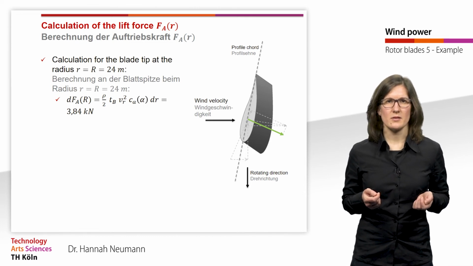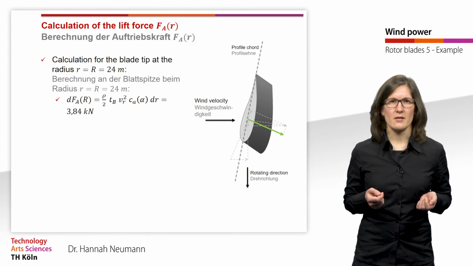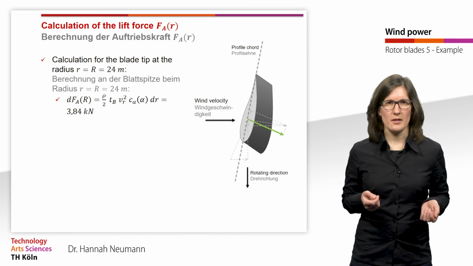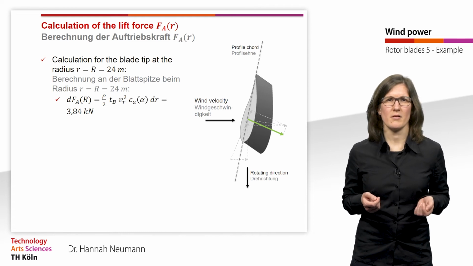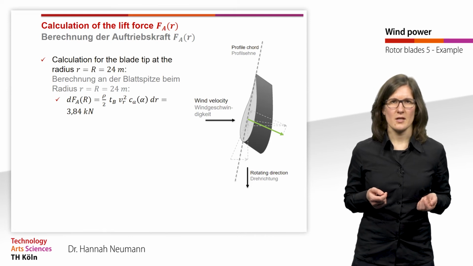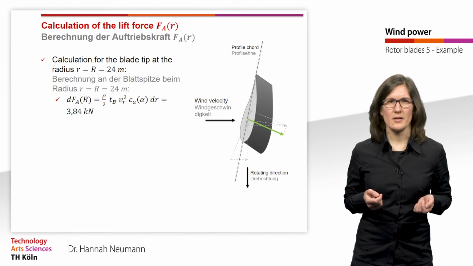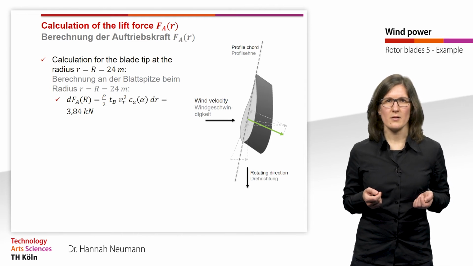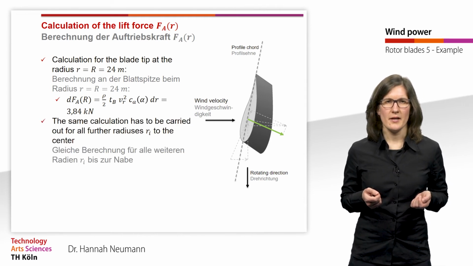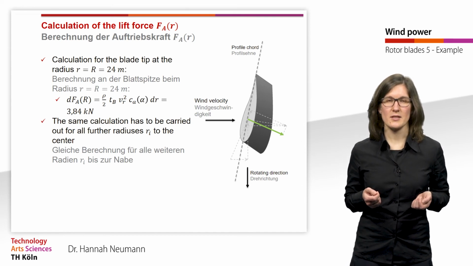So it is important that the corresponding values for this blade element are taken for the blade depth Tb and the velocity Vr. With these values, the result for the lift force is 3.85 kN for this blade element with a thickness of 1 meter. The same calculation must be carried out for all further elements to the center of the blade.